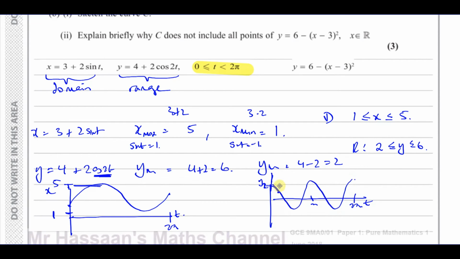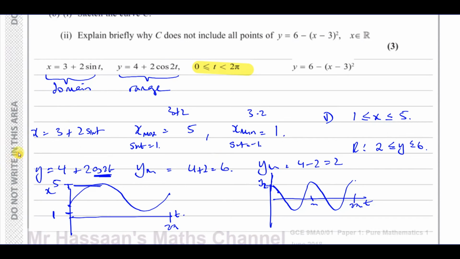Sorry, minus 2 plus 4 is going to give us 2, so you're going to end up with 2 here and 6 on the top. You can see how this would be the range of our function. The domain is when you plot x against t, and the range is when you plot y against t. In this case, we don't really have to plot them because we can see from the sine and cosine curves how they're going to look in terms of that range.